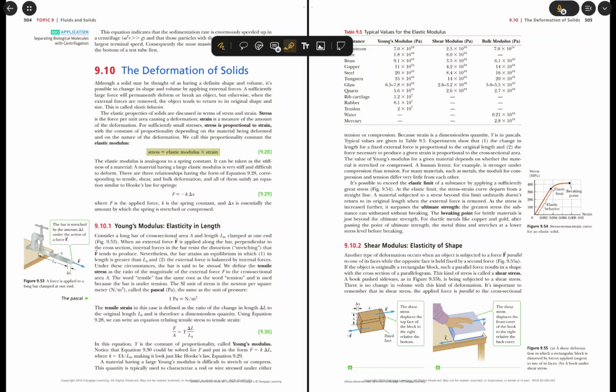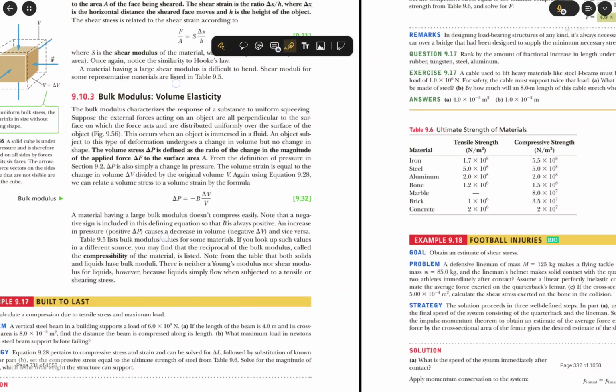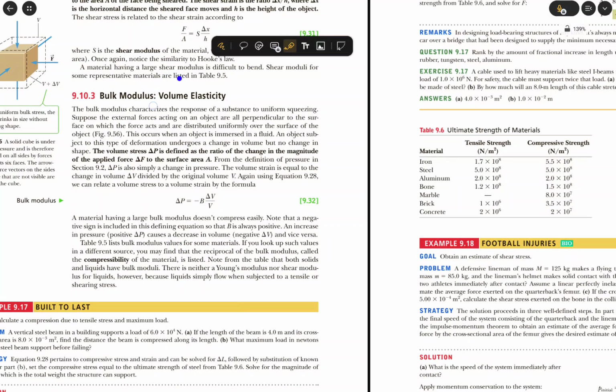For the shear modulus, it is a case of changing the shape. And the term shear is actually a reference to, or analogous to, cutting. While the last one will be the volume.